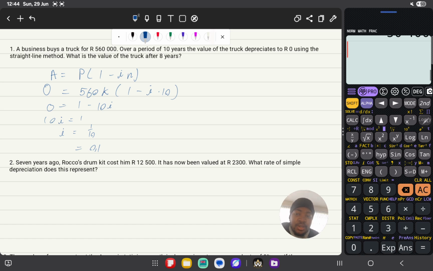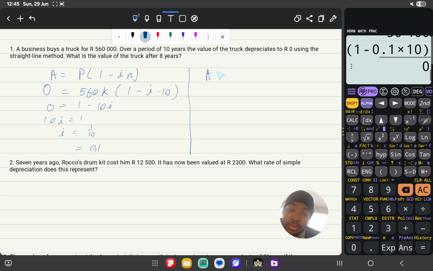Alright, let us just check it out. 560,000 rand times (1 minus 0.1 times 10). We get exactly 0. Do you understand? So now we have our interest rate, and the question they ask is, what will be the value of the truck after the end of 8 years?